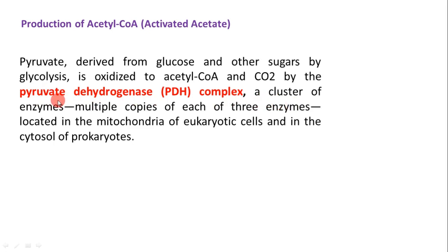This pyruvate dehydrogenase complex is a cluster of enzymes with multiple copies of each of three enzymes. There are three enzymes in this complex, and each of these three enzymes is present in multiple copies. The number of copies may vary from species to species, and they are located in the mitochondria of eukaryotic cells and in the cytosol in the case of prokaryotes.